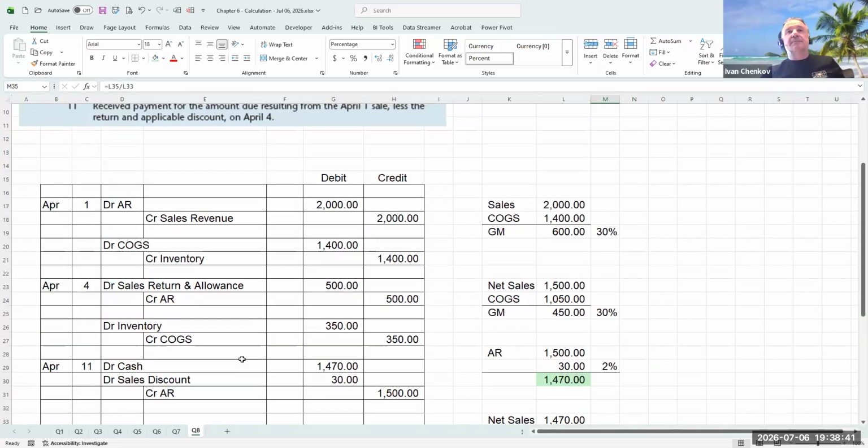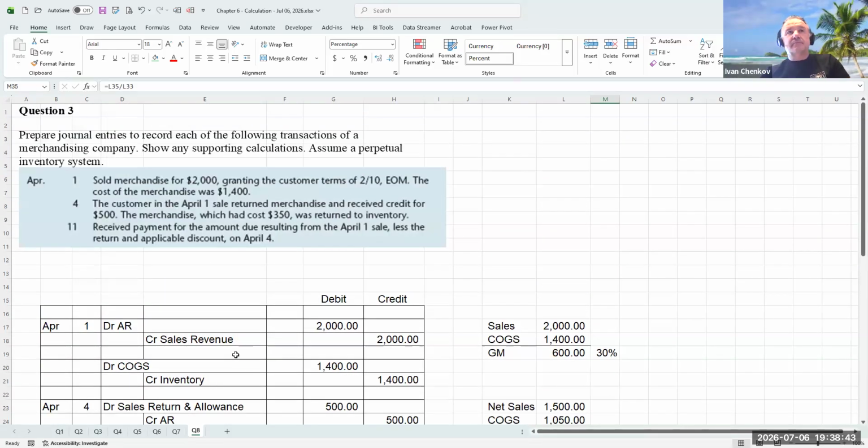And that's with purchases and sales. Now let's do this calculation, or this type of question, when we have the periodic system.